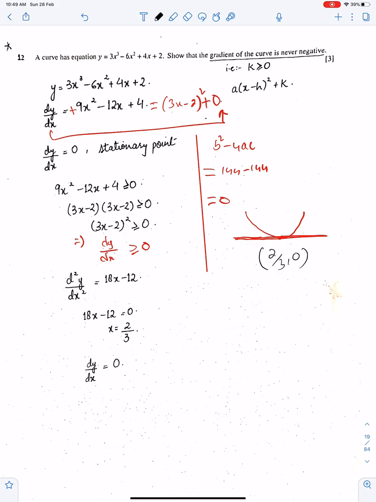Since the minimum value of this quantity is 0, therefore this quantity can never be negative. This is one way of solving this question. Show that the gradient of the curve is never negative means get the completed the square form and then observe the vertical coordinate of the turning point. If this thing is positive, that means this quantity is positive. Since this thing is 0, therefore the gradient can never be negative.